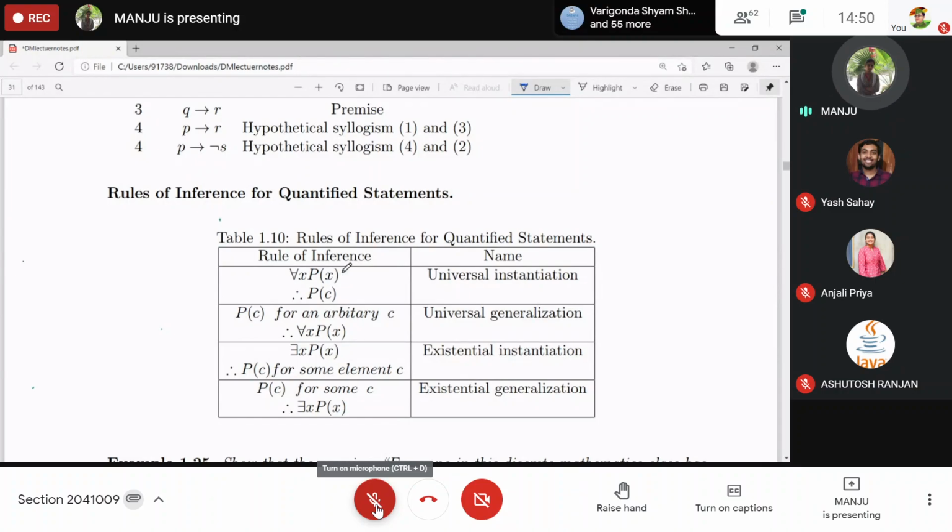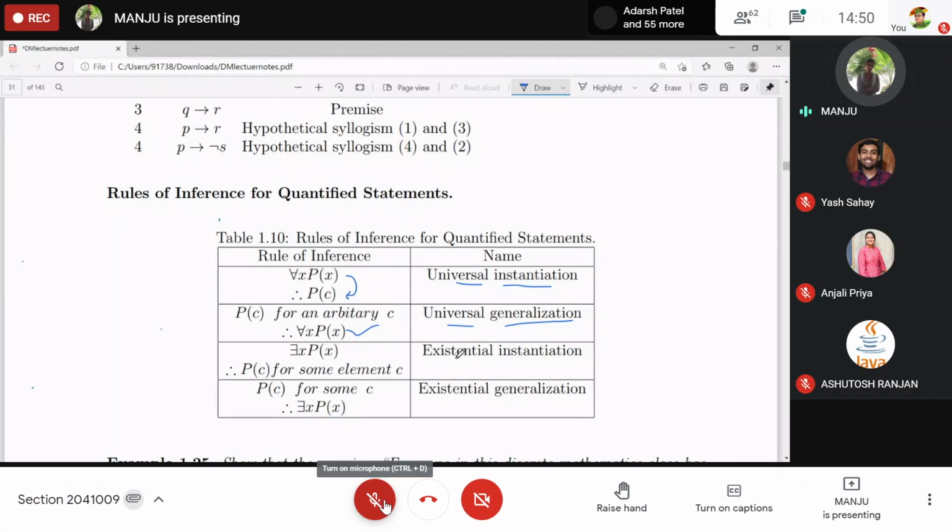From a general quantified statement, for all x P(x), you can find P at some instance. That is, if c belongs to the domain, obviously P will be true at that c. Okay, so this is universal instantiation. At some instance, you are calculating it. And if it is given as P(c) for any arbitrary c, arbitrary means you take any element from the domain, it will be true for that. That means you can generalize it, universal generalization. That means for all x P(x) is true.